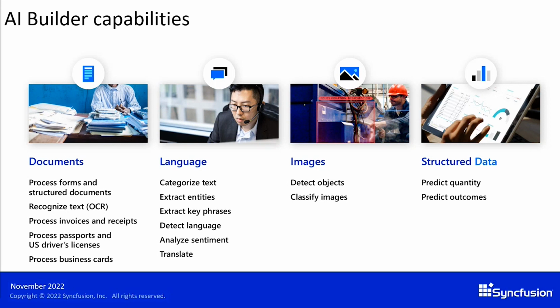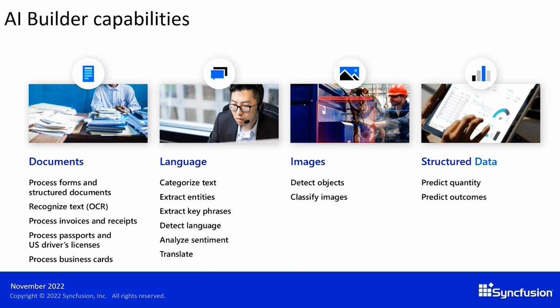Of course, similar to the documents part, we have the images part. You can detect objects inside images, or you can just classify different types of images. And the last part is related to structured data. So based on different data that you have, you can predict quantities or outcomes.